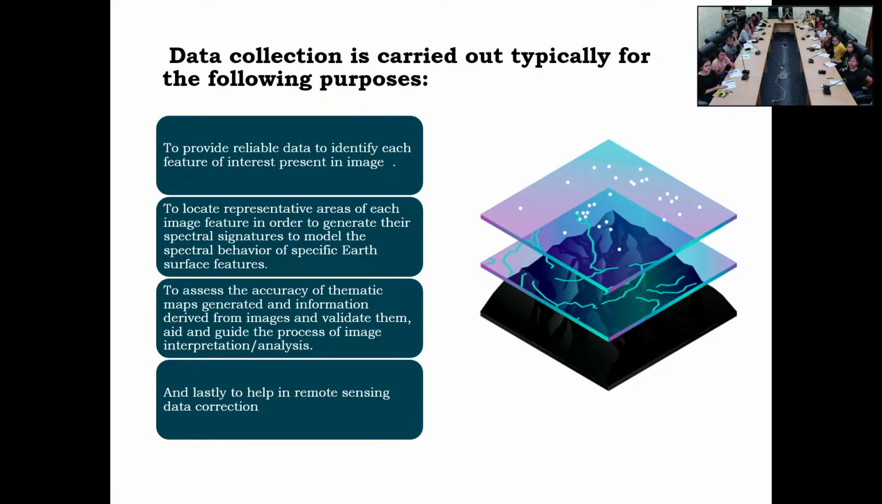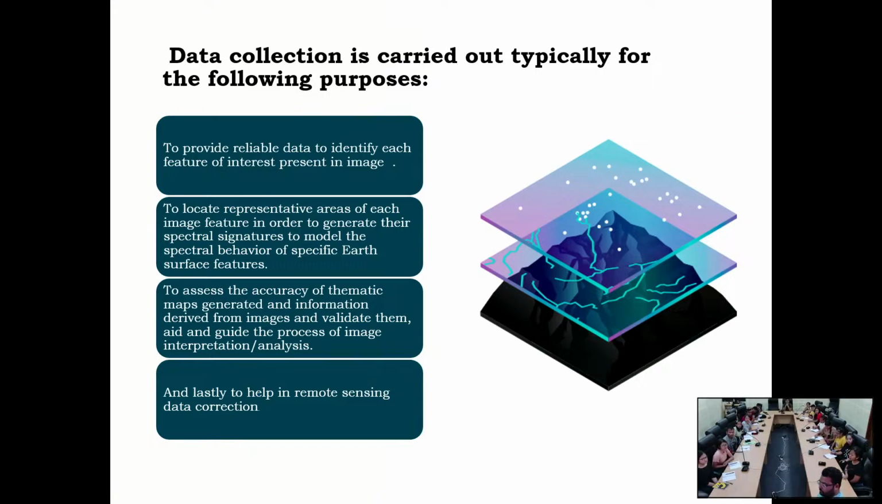Spectral behavior of specific Earth surface feature. So when we are working on microwave or something, then we collect spectral signature also. On ground base, we have spectroradiometers. We collect spectral signatures from there on ground base, and then we correlate that spectral signature with the satellite image.